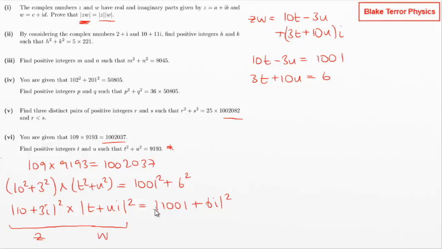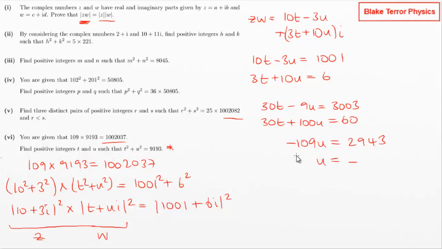Okay. And what does that leave? That leaves me with, well, I suppose I've got to multiply. There's no simple way of doing this. Well, look at it with 10s and 3s. So let's go 30t minus 9u is 3003. So 30t plus 100u is equal to 60. So subtract the bottom one from the top one. You get something slightly awkward either way. So minus 109u is going to be 2943. Okay. So u is going to be minus, God, this is a mess, isn't it?